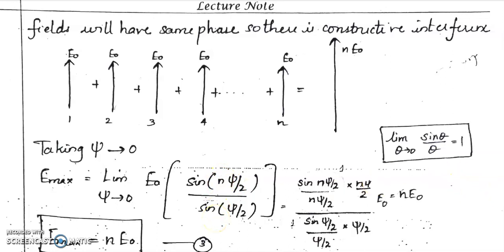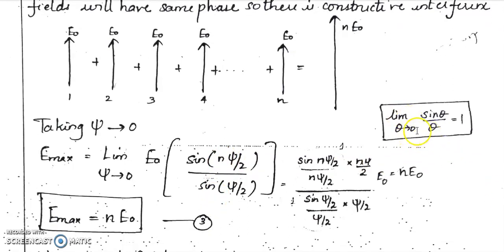So we can use the identity here. We know that the limit as theta tends to 0 of sine theta by theta is equal to 1. So we can rearrange the equation like this. In the numerator, we multiply and divide by n psi by 2, so this is in the form of sine theta by theta. When psi tends to 0, this term will become 1. Then in the denominator term, we multiply and divide by psi by 2. This is also in sine theta by theta form, and when psi tends to 0, this becomes 1. Then finally you will get n into E0. That is the maximum electric field intensity.